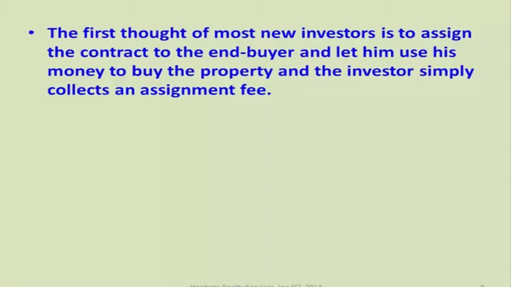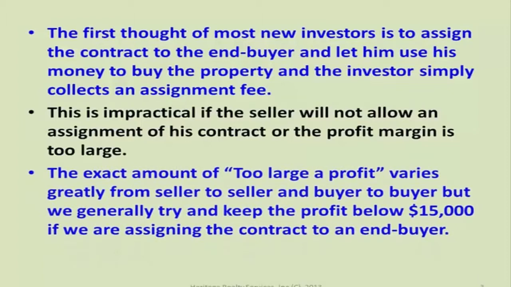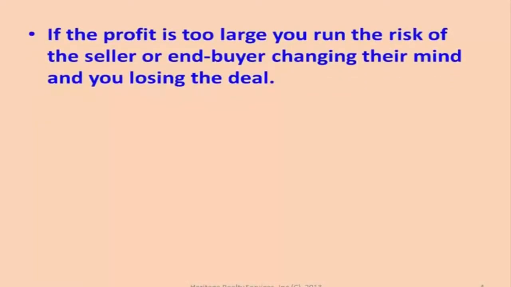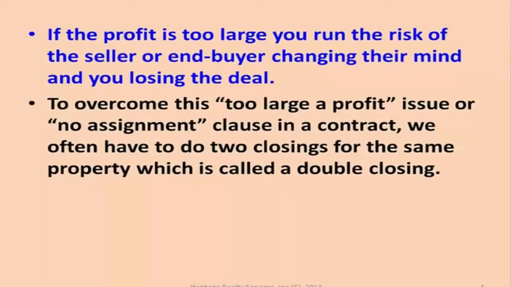This method is impractical if the seller will not allow an assignment of his contract or the profit margin is too large. The exact amount of too large a profit varies greatly from seller to seller and buyer to buyer, but we generally try to keep the profit below $15,000 if we are assigning the contract to an end buyer. If the profit is too large, you run the risk of the seller or end buyer changing their mind and you losing the deal.